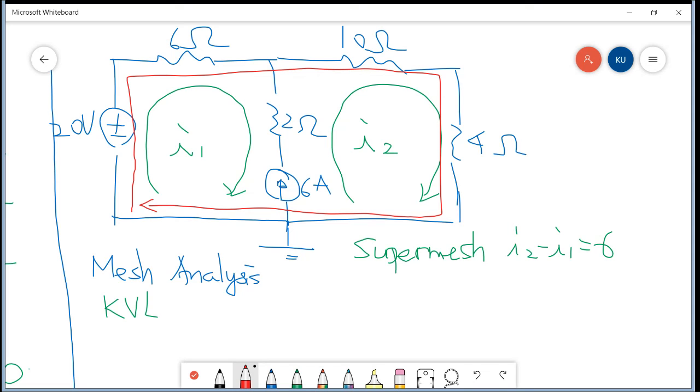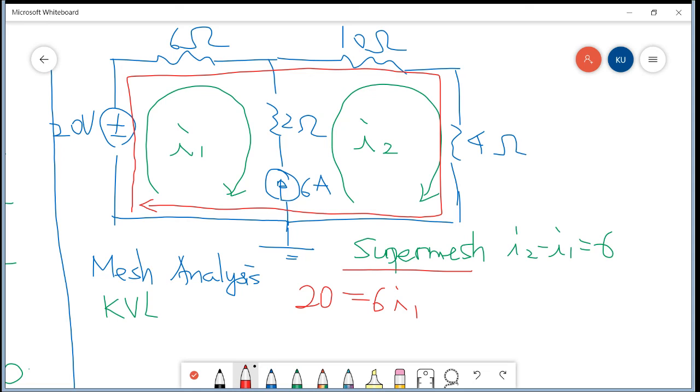Actually, the outer loop is the super mesh. Then we consider the voltage changes over this loop rather than this one or this one. So 20 volts is a voltage source, and over this loop there is only one voltage source, so only 20 on the left hand side, and on the right hand side we have this 6 ohm resistor, and the current is I1.